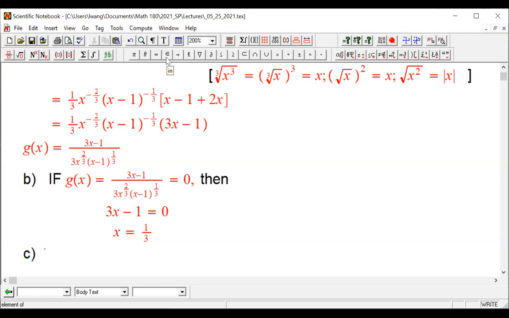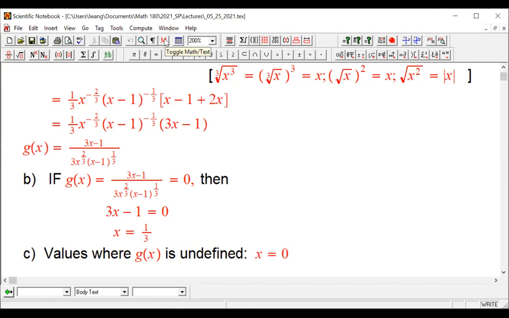So here, this is pretty straightforward. The values where G is undefined are x equals 0 or 1. These cannot happen. x cannot be 0 and x cannot be 1. So these are the two points where G is undefined.